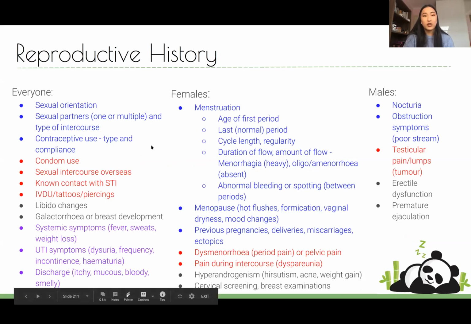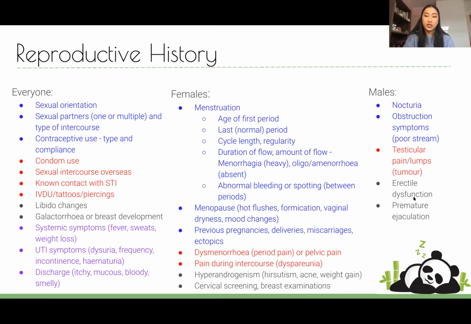I've split it into questions that you would ask everyone, questions that you would ask females only, and questions that you would ask males only. As you can see, it's a lot of questions. So I've tried to categorize it a little bit so it's easier to remember, but this is the pain. And unfortunately, you can actually get asked to do a repro history on OSCE. Apparently this did come up once, and apparently it was very poorly done, understandably.